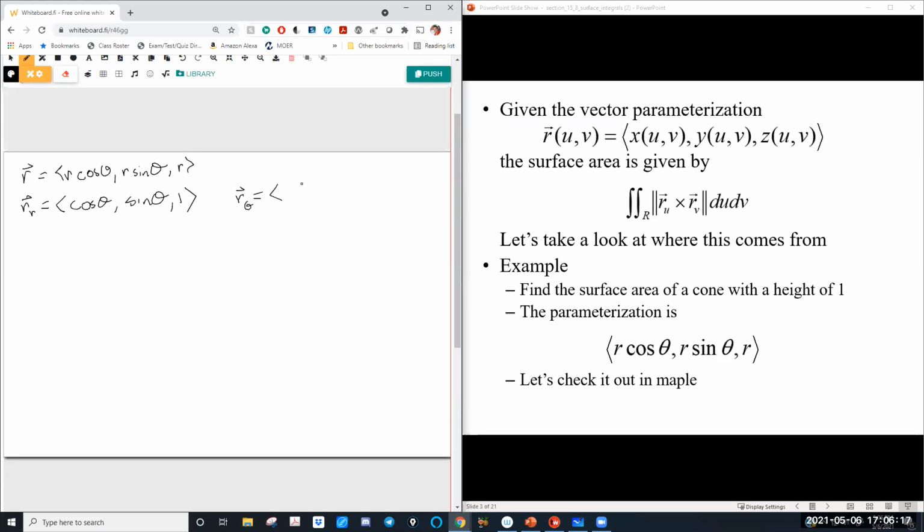So the derivative of cosine theta is negative sine, so we'd have a negative r sine theta. The derivative of sine is cosine, so r cosine theta, and then 0. All right. Now the next step is to do the cross product of the two.